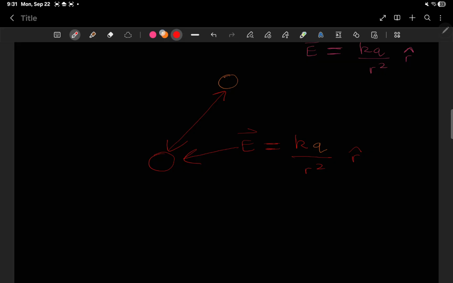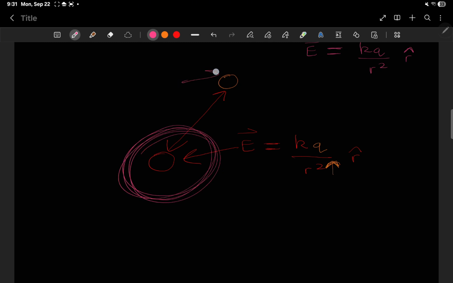So basically, the more the radius increases, the electric field will get weaker. What does that mean? The further away this red charge is from the orange one, the weaker their interaction will be.